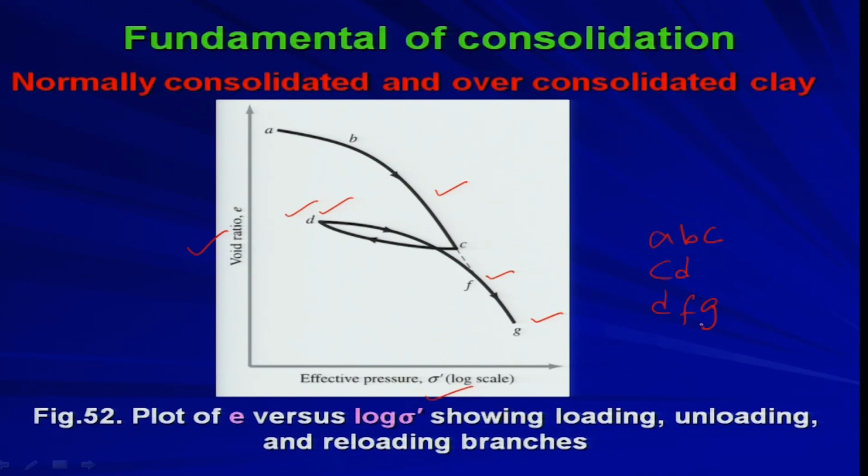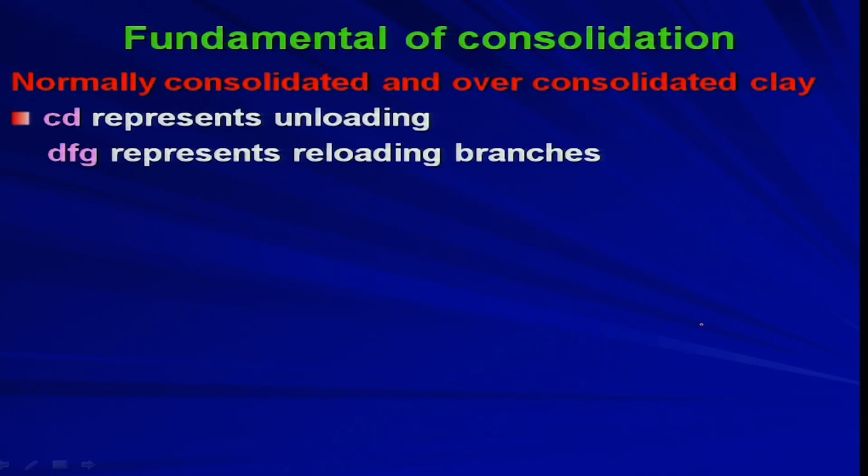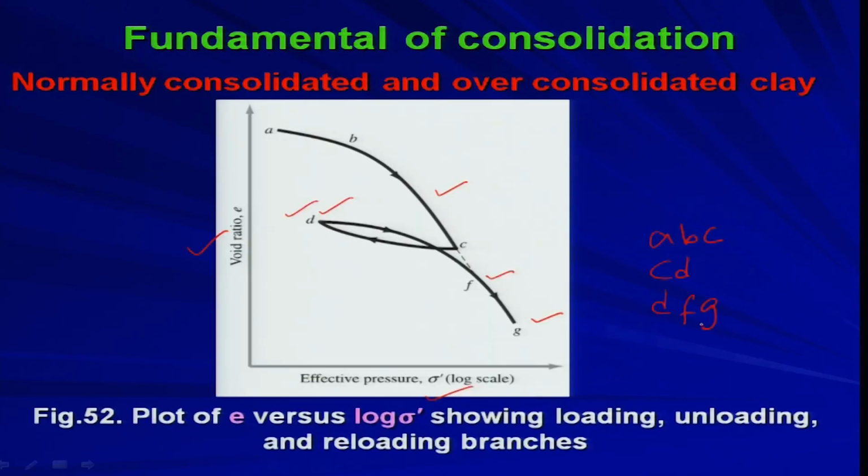Okay. Now, we will see what these parts are. CD represents unloading. So, if you look at the figure once again, if you move in this direction, A to C, you are loading it, that means you are increasing the load, and due to that you are getting some reduction in void ratio. Now, after reaching C, you are unloading it, that means you are reducing the load or the effective stress. So, you are moving in this direction.